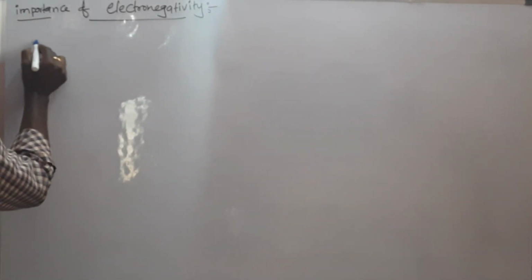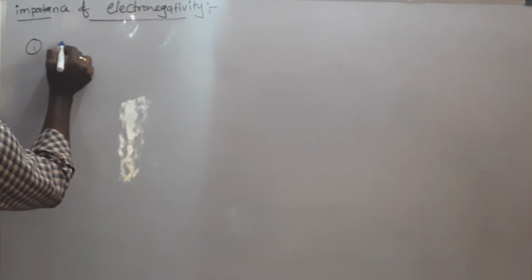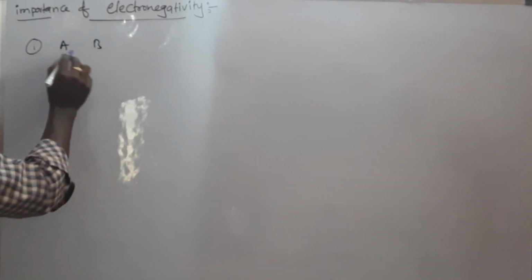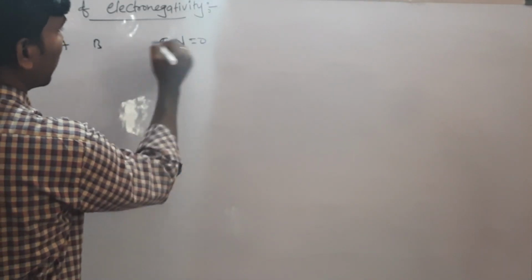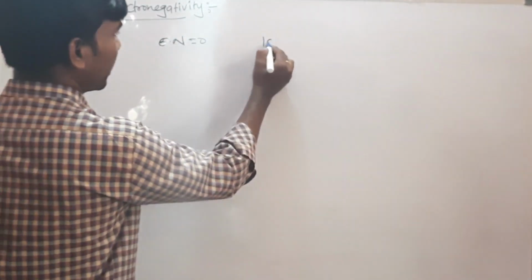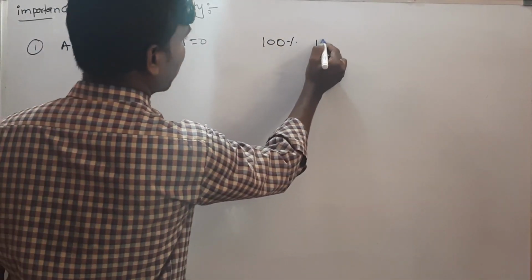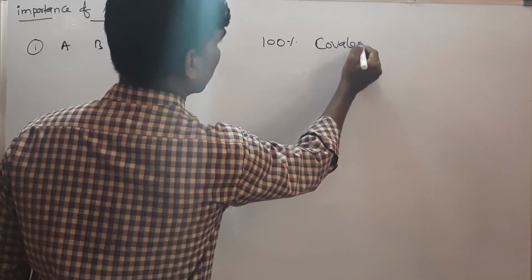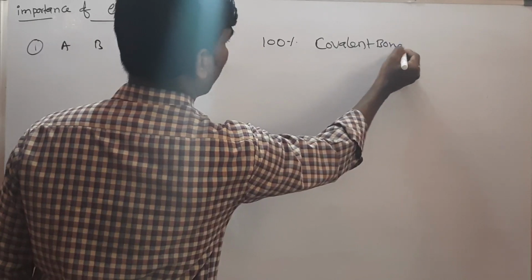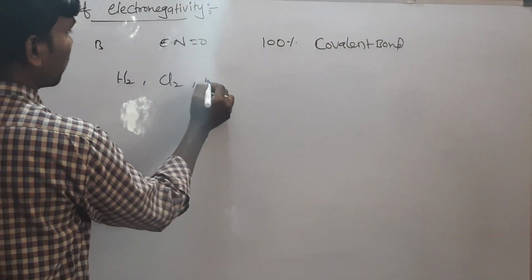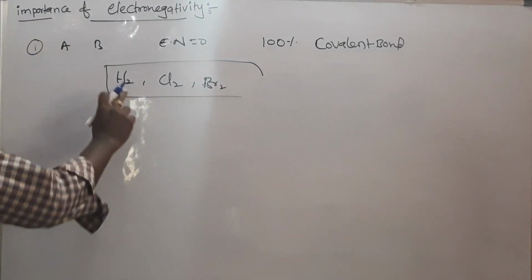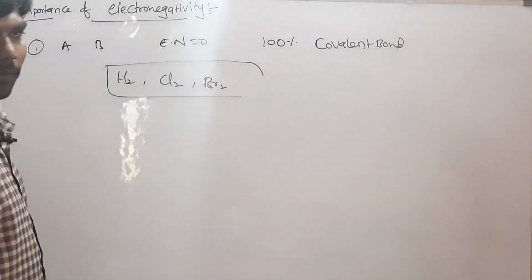Clear? For example, between two elements A and B, if the electronegativity difference is 0, that is a 100% covalent bond. Why? Because here you see hydrogen, chlorine, bromine, these all will form covalent bonds.